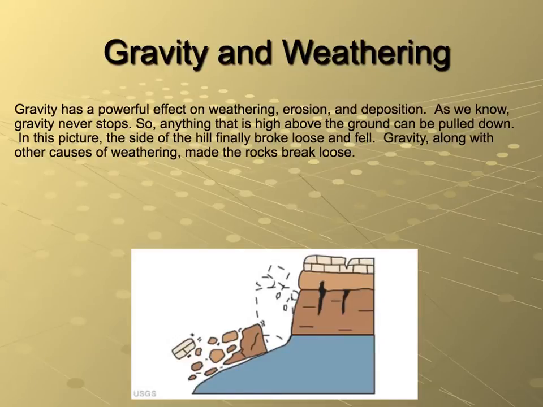So it could have been a little ice wedging, who knows, but the rock got loose enough that gravity finally just kind of pulled it down, and then once it started falling, gravity moved it somewhere else, so that was the erosion part, and then once it hit the ground, there was nowhere else for gravity to move it, so that was the deposition.